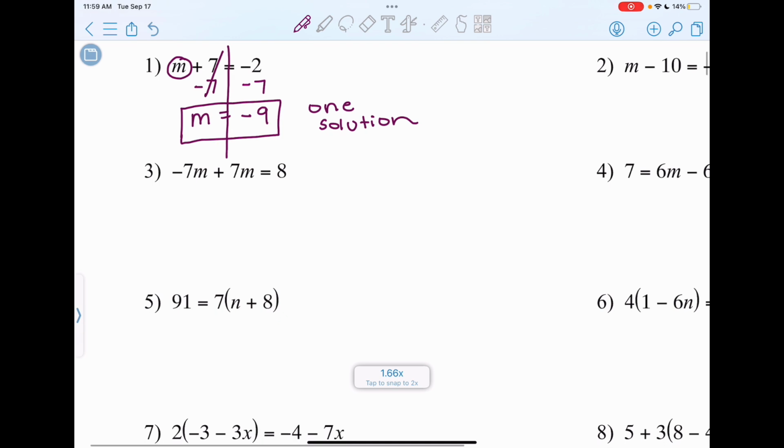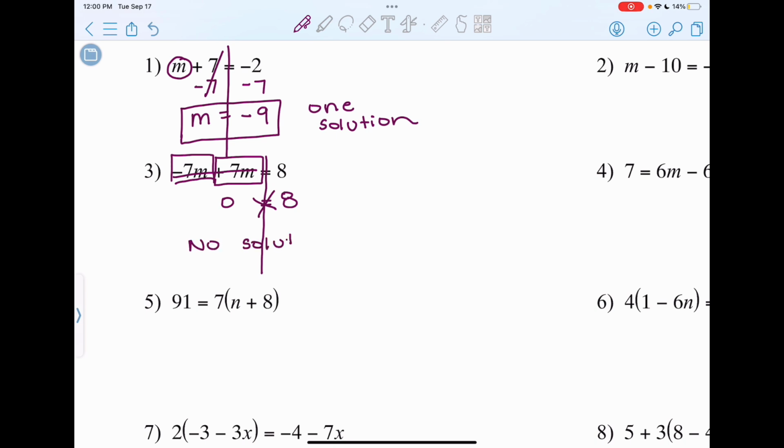In number 3, I'm going to draw my line at my equals again. And I notice that I have some like terms. So I'm going to combine negative 7m and positive 7m. And that actually cancels out to just be 0. And I'm left with 0 equals 8, which does not make sense and does not equal. And so this is an example of no solution. When your variable cancels out and the two sides of your equation do not match, that is no solution.